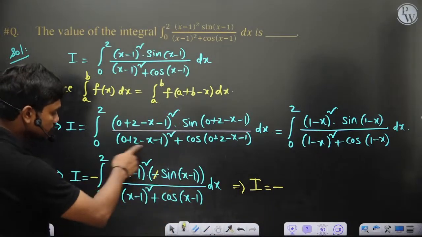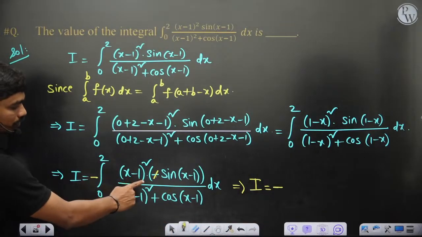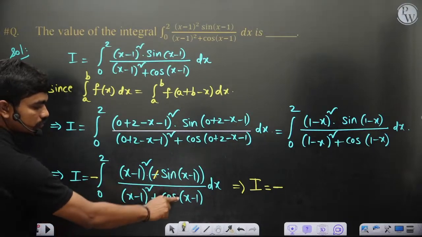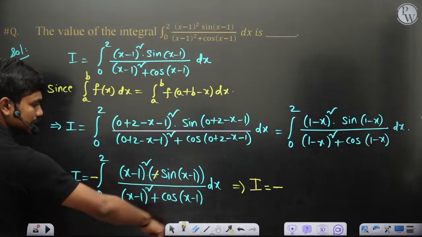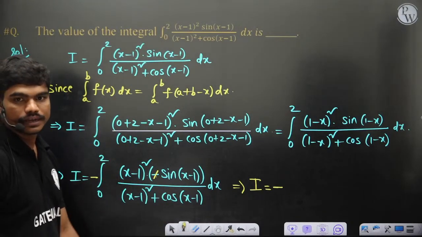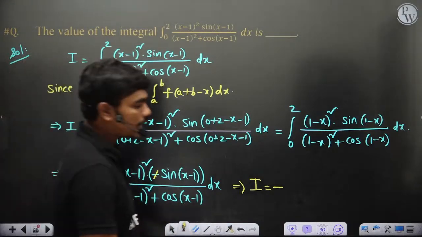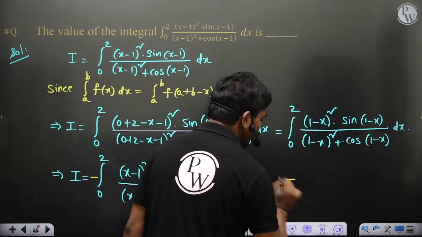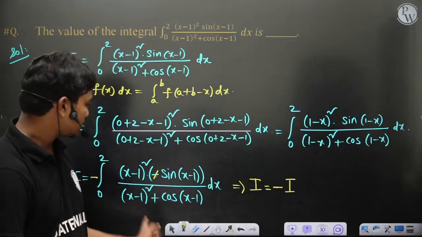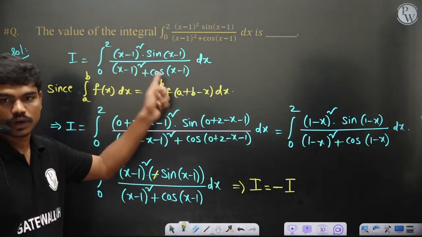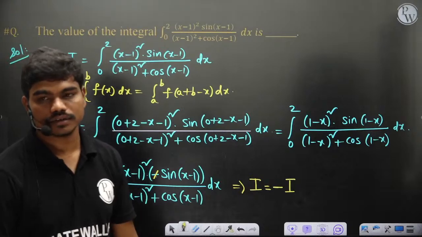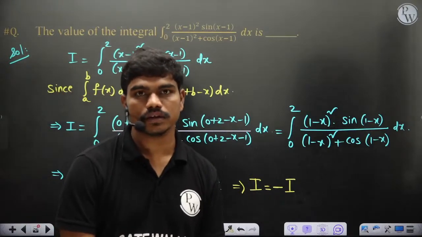Now can someone tell me what is this integral? Integral 0 to 2 of sin x minus 1 by x minus 1 whole square plus cos x minus 1. Can someone tell me what is this integration value? By looking here, can I write it as I? Yes or no? Yes, because this integral is same as the given integration actually. So I is equal to minus I is what I get. Can I do this?